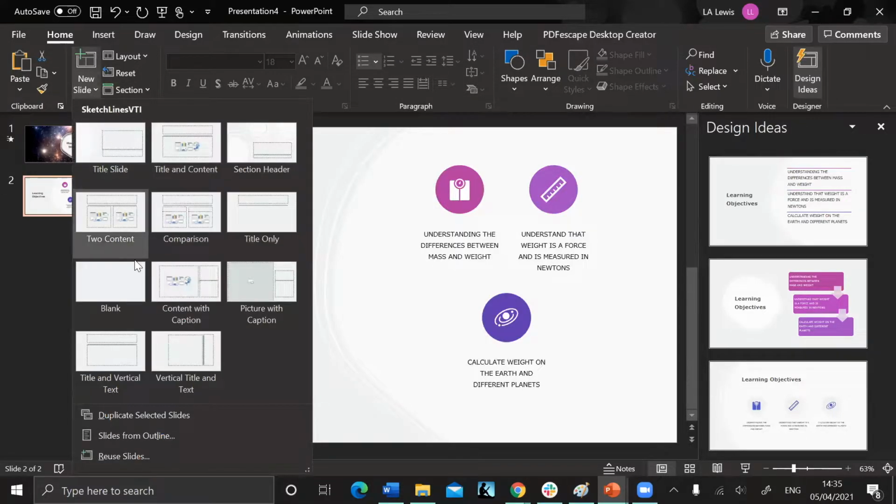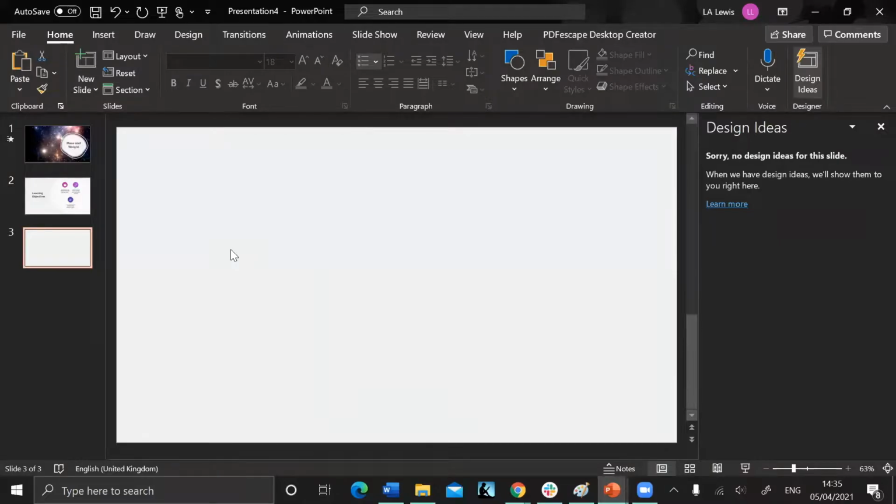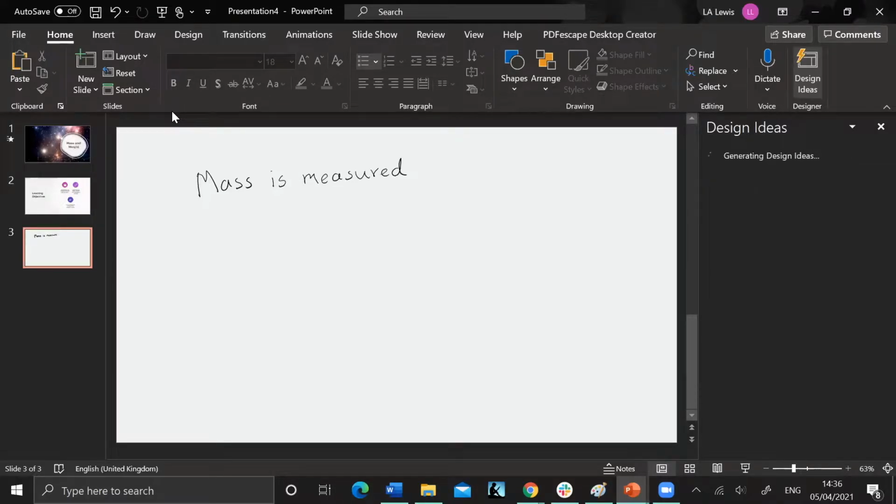Okay, so I'm going to write some things. We've got a blank PowerPoint slide. So what's mass and what's weight? Mass is very important in physics because a lot of the time in everyday language, we use them interchangeably. We say this, it would mean the same thing, but in physics, it means something different. So mass is always measured in kilograms, so kg. We'll be quite familiar with that if you do any cooking. Mass is the amount of matter in an object.